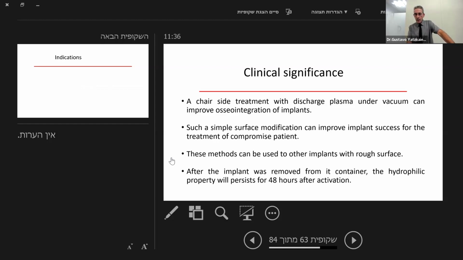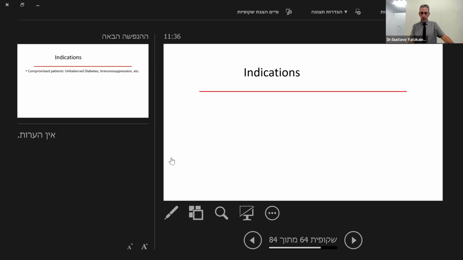And of course, after using the device, you can wait 48 hours after the activation. In other words, if I want to place, for example, 10 implants, it's not necessary to activate each implant as it is inserted. We can activate all the implants and wait until we insert them into the mouth.